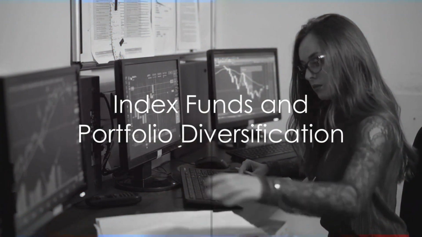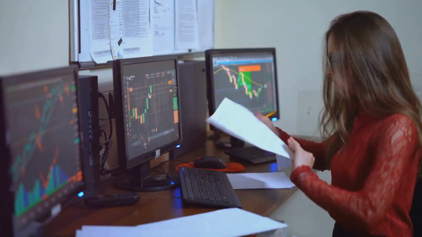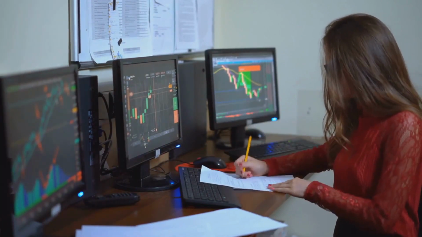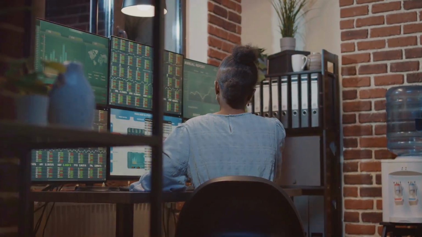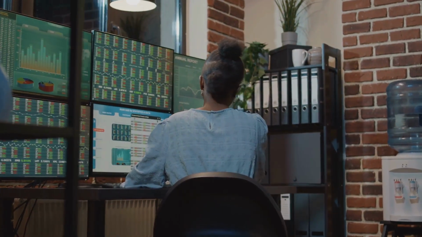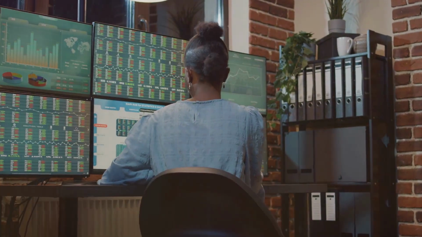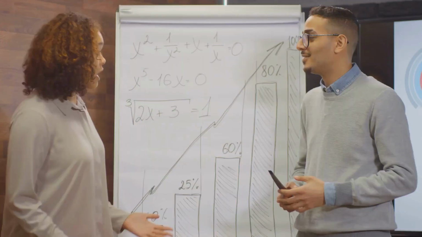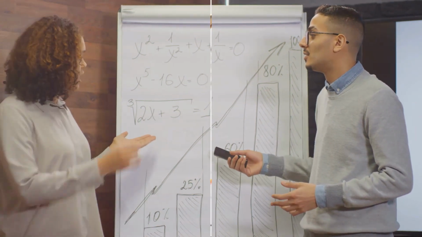Index funds are worth knowing. These are designed to follow specific market indexes such as the S&P 500, providing a broad market exposure at a low cost. On the other hand, portfolio diversification is all about spreading your investments across various asset types. Think of it as not putting all your eggs in one basket. Diversification is a key strategy to manage risk in your investment portfolio.